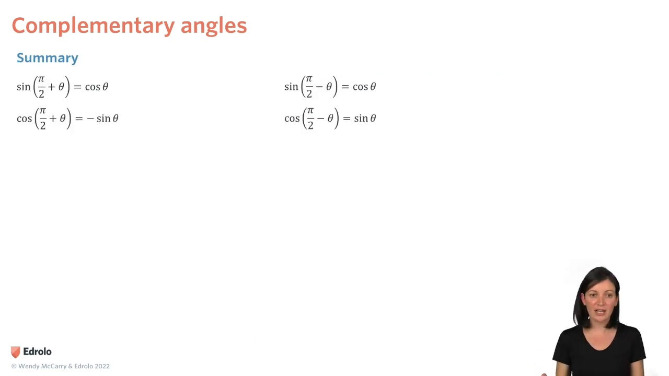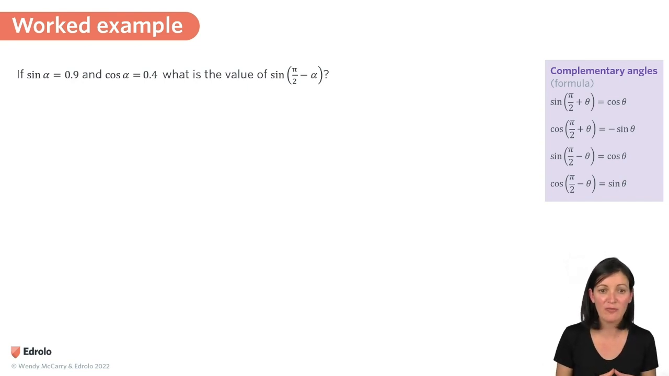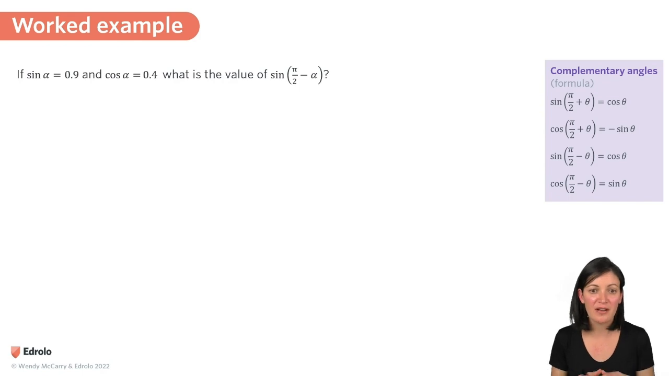So in summary here, you've got our relationships with angles that are either plus or minus pi on 2 radians. Okay, so how might we use this? If we know that the sine of alpha is 0.9 and the cos of alpha is 0.4, what's the value of sine of pi on 2 minus alpha?